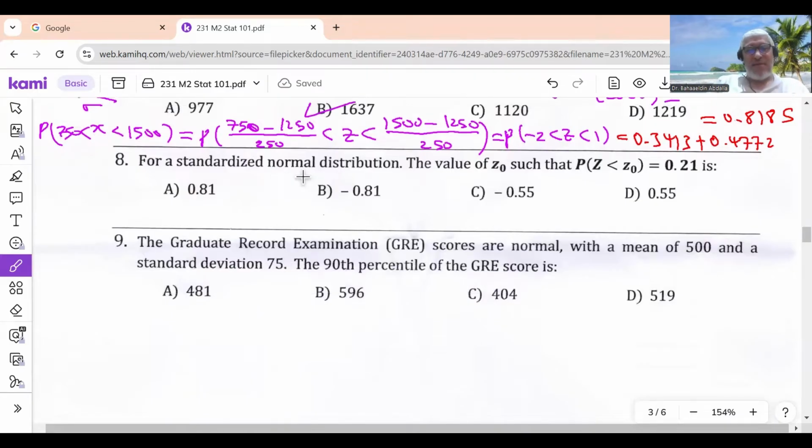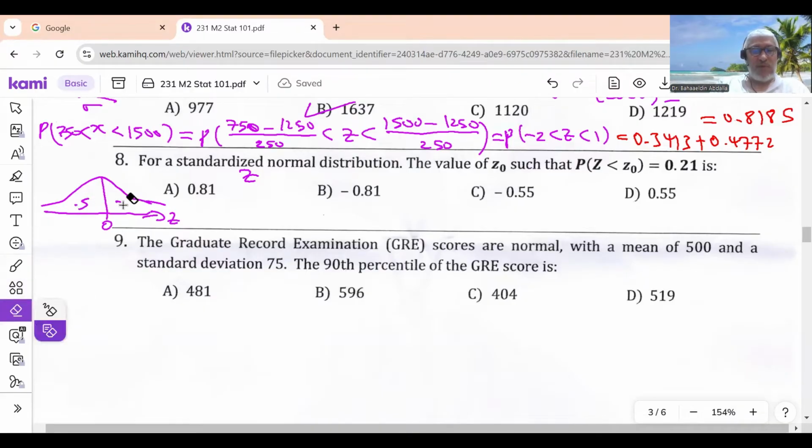For a standardized normal distribution, that's Z, find the value of Z0 such that probability of Z less than Z0 is 0.21. You need to understand how to answer this question, and you need to understand the graph of the normal distribution. This is Z and this is 0. These two areas are symmetric. So this area is 0.5 and this area is 0.5 because the total area is 1.